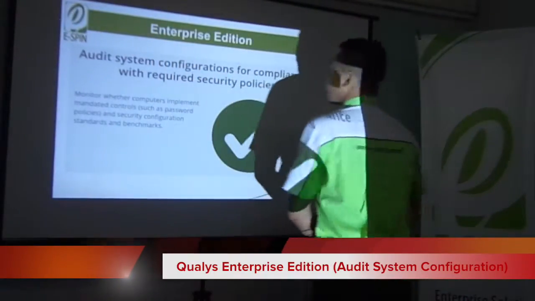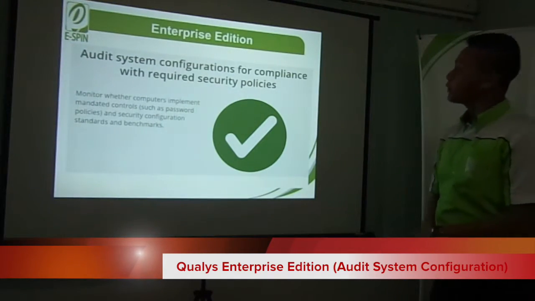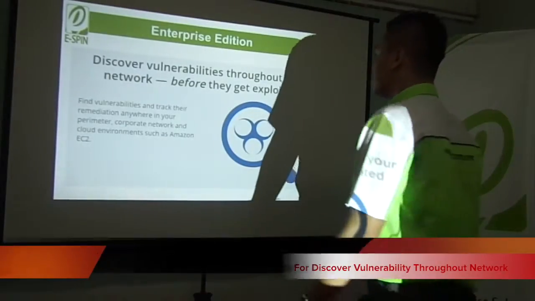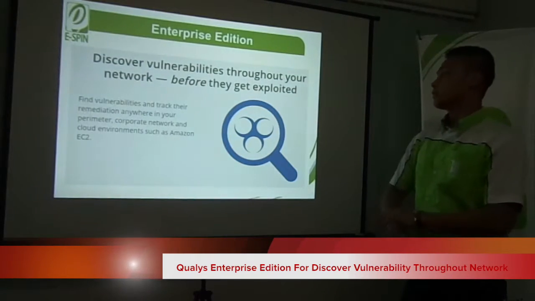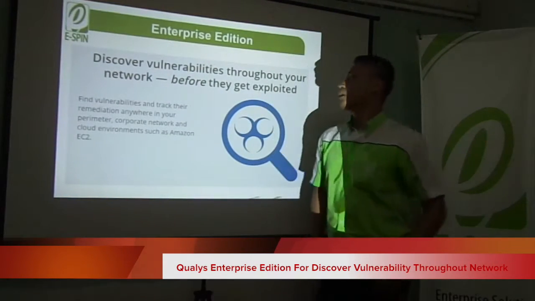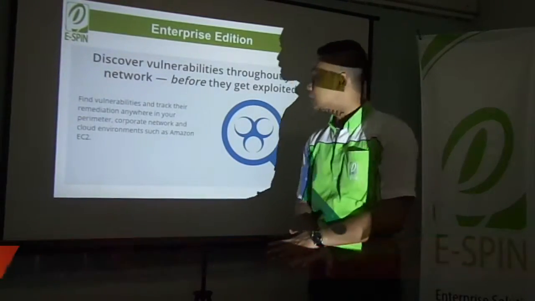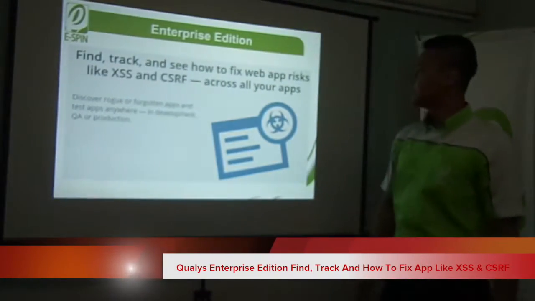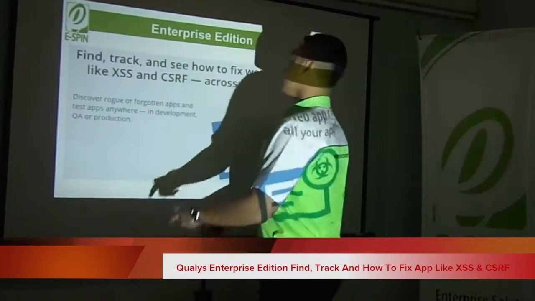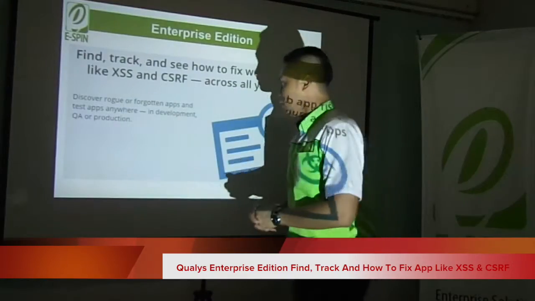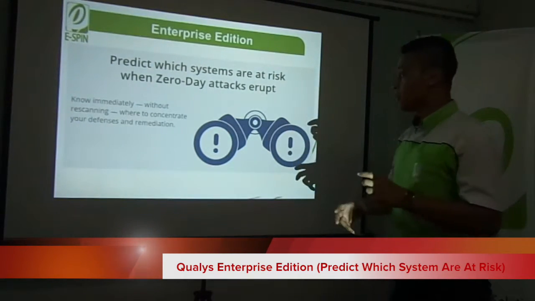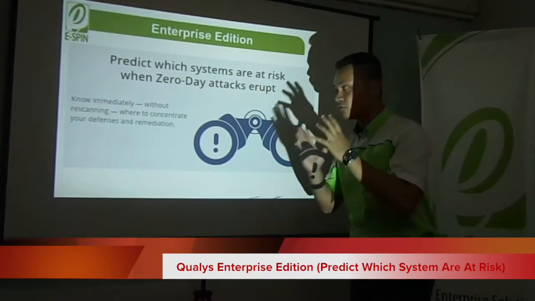Enterprise Edition audits system configuration for compliance with required security policy. Monitor whether computer equipment meets mandated controls such as password policies and security configuration standards and benchmarks. They also discover vulnerabilities throughout your network before they get exploited. Find vulnerabilities and track their remediation anywhere in your perimeter, corporate network, and cloud environments such as Amazon VPC. Find, track, and see how to fix web app flaws like XSS and CSRF across all your applications. Discover forgotten apps and test apps anywhere in deployment, development, QA, or production. Predict which systems are at risk when zero-day attacks erupt. Know immediately, without scanning, where to concentrate your defense and remediation.